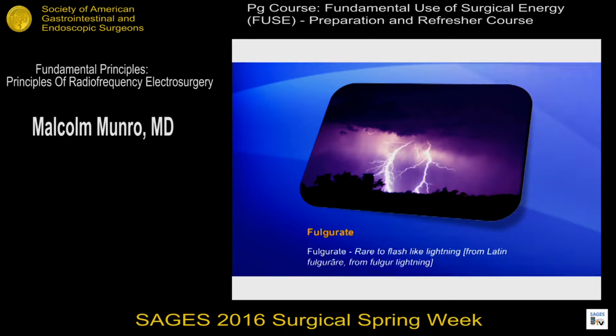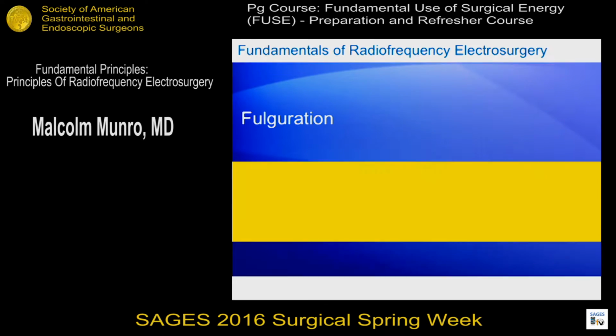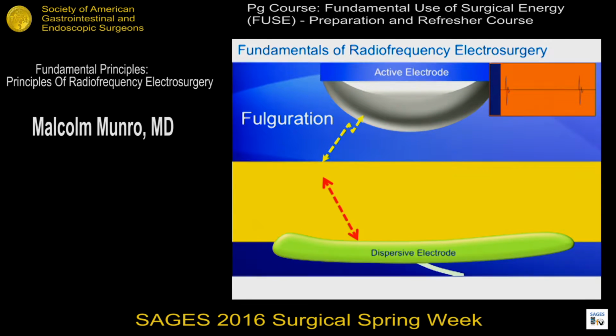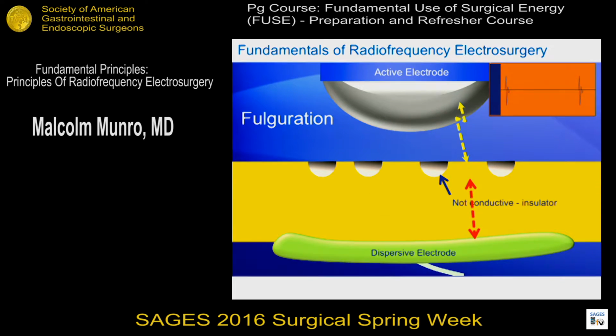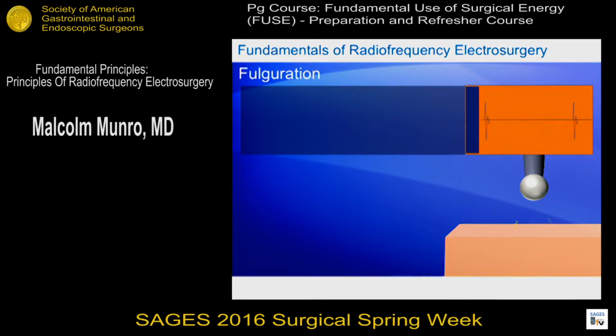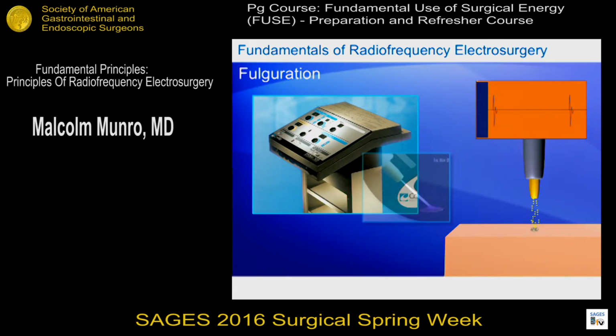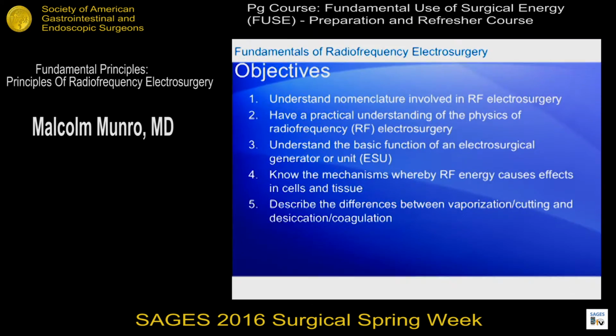Finally, fulguration, from fulgare, for lightning. And sometimes we want to do this, right? So now we're arcing to our tissue. We're getting this superficial coagulation, which is good for small capillary bleeding or ooze. And so fulguration is basically high voltage modulated current, no touch, large surface area electrode. Those who use an argon beam coagulator are basically using fulguration, propagated by this very ionizable argon.